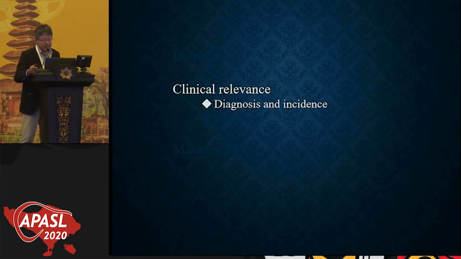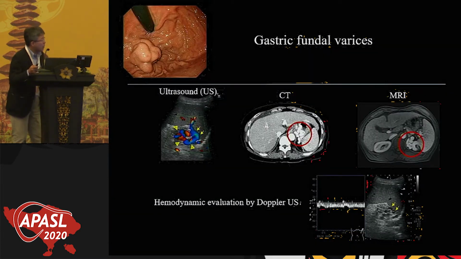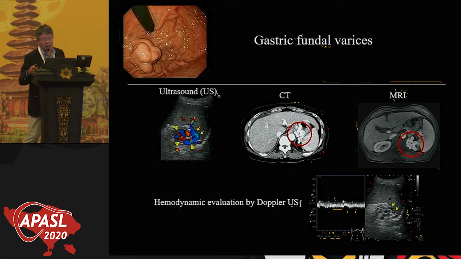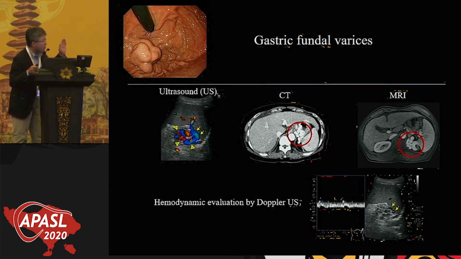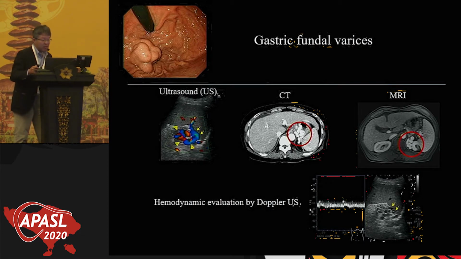Next topic, clinical relevance. When we diagnose spontaneous shunts, we use imaging modalities like US, CT, or MRI. And if we use Doppler US, we can assess hemodynamics. For example, this patient shows medium-grade gastric fundal varices, and you can see the shunt vessel using US, CT, and MRI. Also, we can assess hemodynamics using Doppler US.